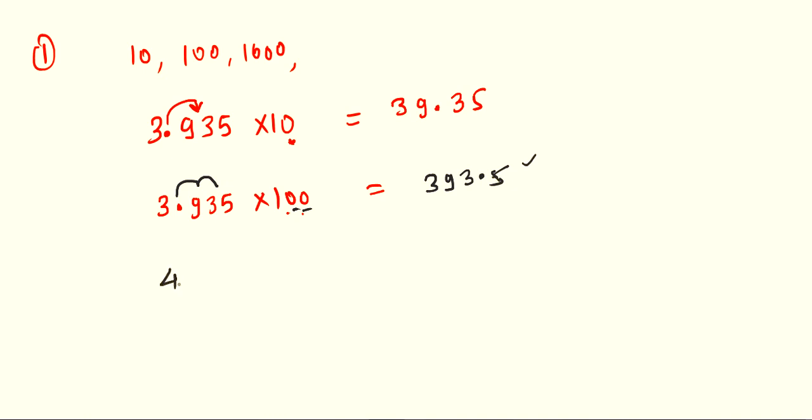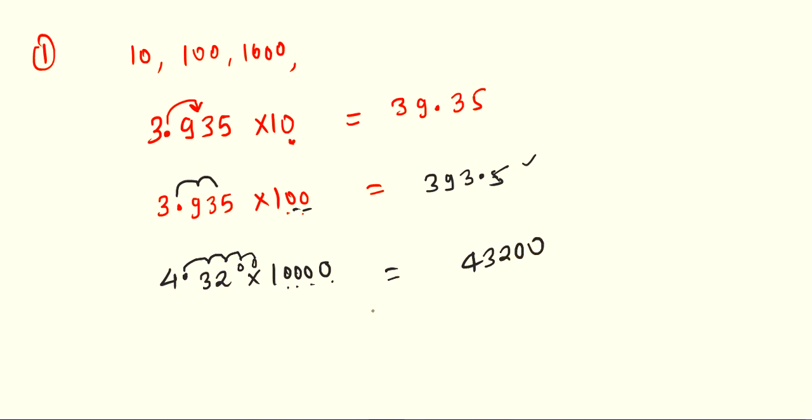Then 4.32 into 10,000. Now in this case, how can you solve? So you are having here 4 zeros. So you are having here 4.32. So 4 jumps you have to make towards the right side. So this 1, 2. Clear? Then 3 means you have to write 0. Then 4 means you have to write 0. So it will be like 43,200.